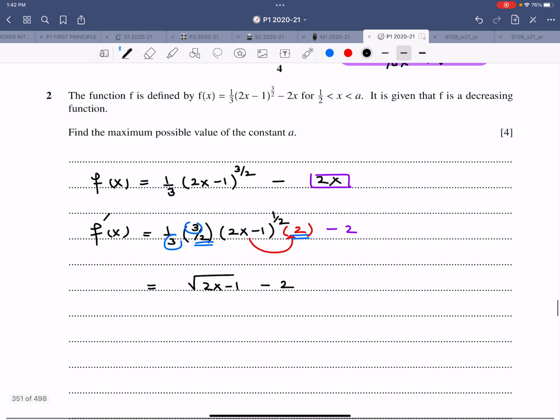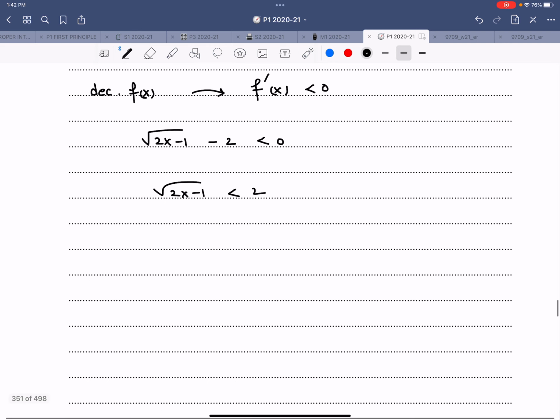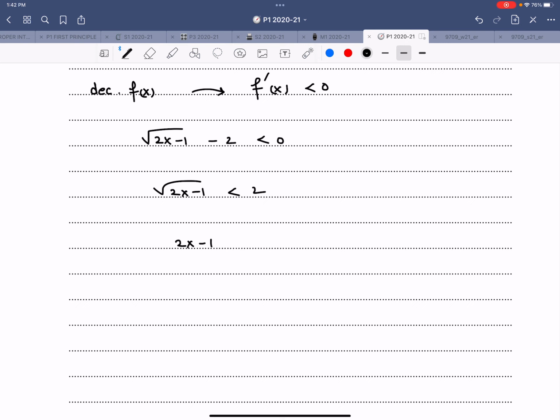Decreasing function, so you should write clearly. Decreasing function means the derivative of the function should be less than 0, only less, no equality. So root 2x minus 1 minus 2 is less than 0. Root 2x minus 1 is less than 2. Square both sides, 2x minus 1 is less than 4. 2x is less than 5, x is less than 5 over 2, and your working stops over here.